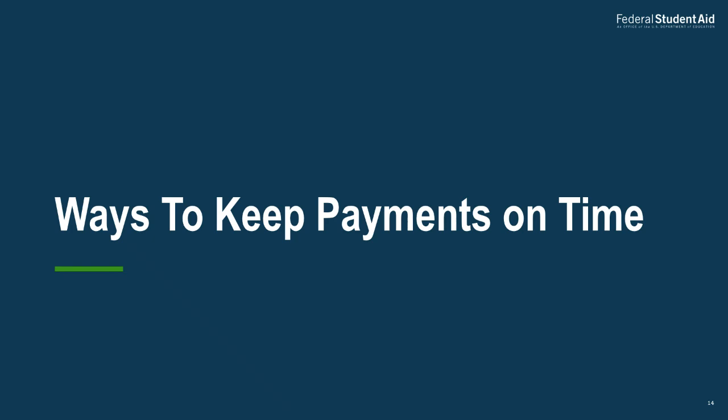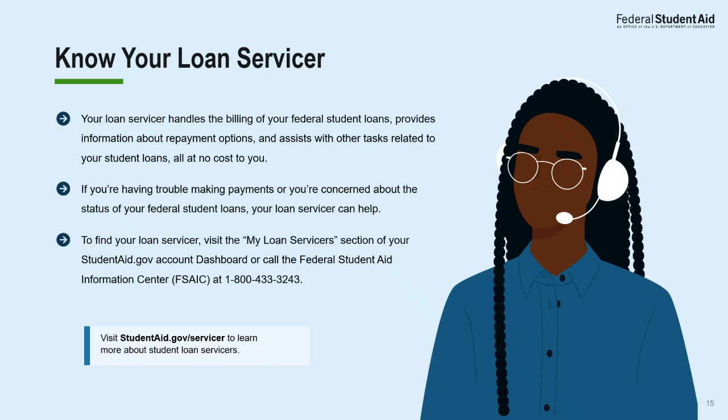So let's talk about ways to keep payments on time. How can I keep my payments on time and avoid all of these consequences that you're talking about? The first tip that we want to provide for you is to know your loan servicer. Many of you have had a change of your loan servicer and you might not be aware of who that might be, or you're not quite sure how to contact your current loan servicer. We encourage you to log into your StudentAid.gov account, and there you will find information about who your loan servicer is and the best ways to contact them.